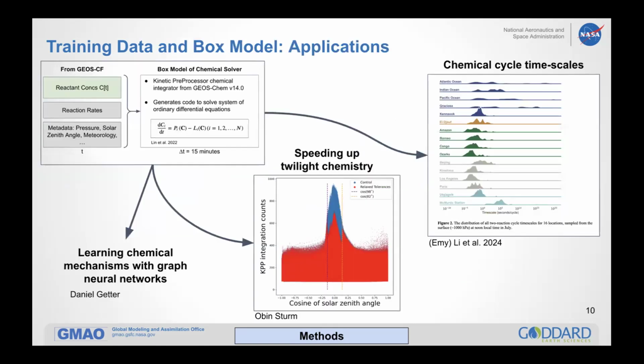Just to shout out, this box model has been used for quite a few other applications because it's easy to use and tinker with. Students in Sam Silva's group at USC have used it to study timescales of chemical cycles in the GEOS-Chem mechanism. Oben's been working a lot on speeding up twilight chemistry with this box model, and also, as Daniel mentioned, learning chemical mechanisms with graph neural networks.